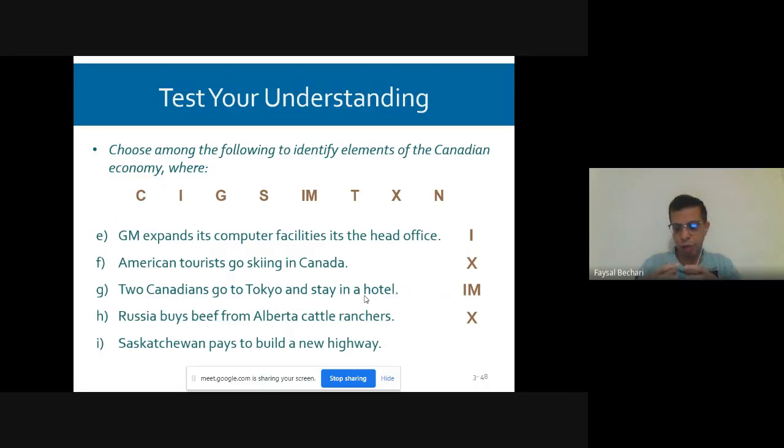Keep in mind, always focus on Canada: whether somebody comes in, a product goes out, or a Canadian goes out and spends there. This is how you look at it. In this case, for example, Russia buys beef from Alberta cattle ranches. If we're looking at the Canadian market, it's an export. But if you're looking at the Russians, they are importing, but the Canadians are exporting. Now, Saskatchewan pays to build a new highway. This is government spending, and a very clear one.